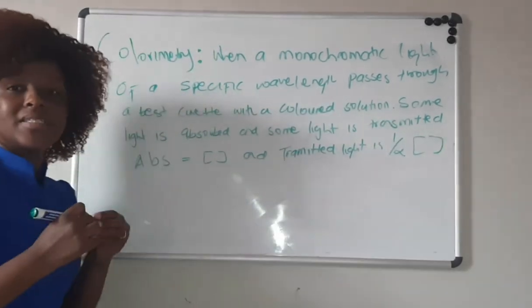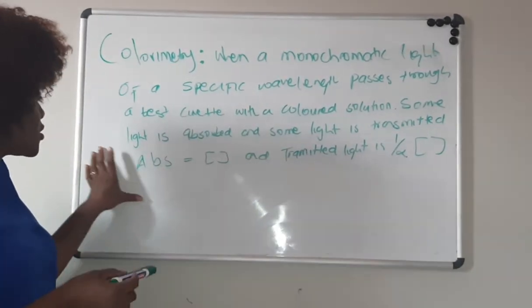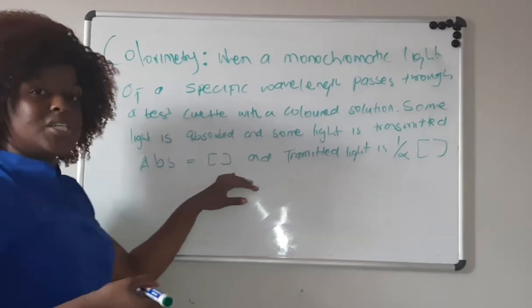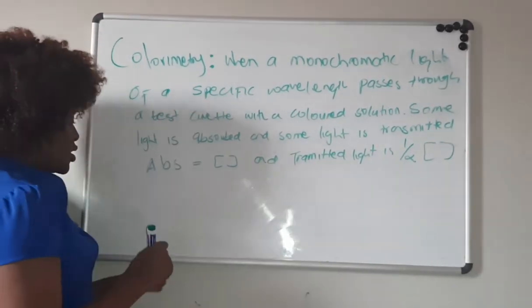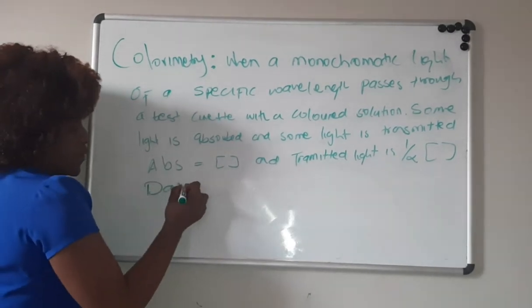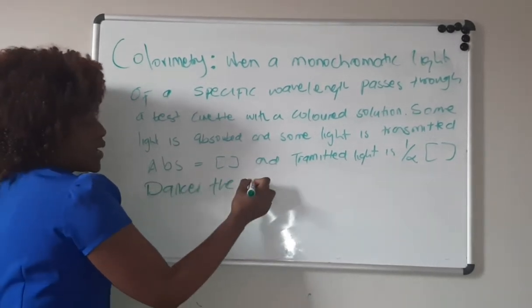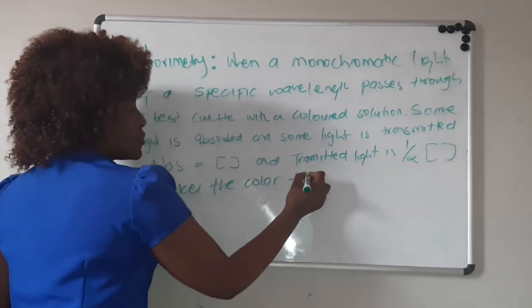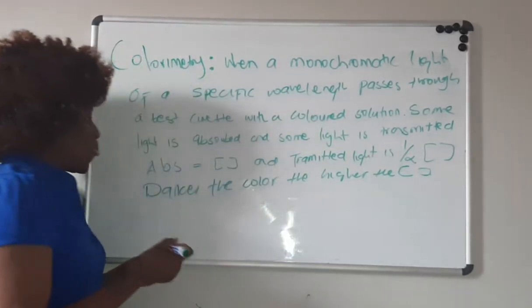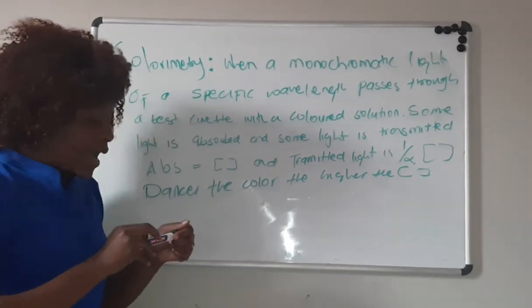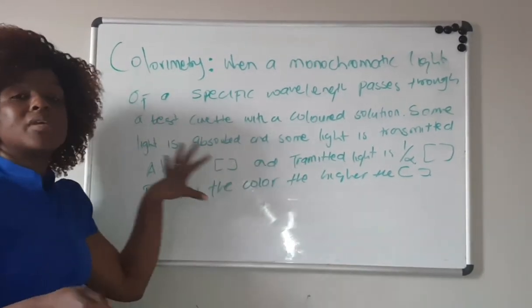So I'm just going to write it there in short. The absorbance will be equal to concentration, and the transmitted light will be inversely proportional to concentration. So the darker the color, the higher the concentration, because if the color is dark, it absorbs a lot of light.